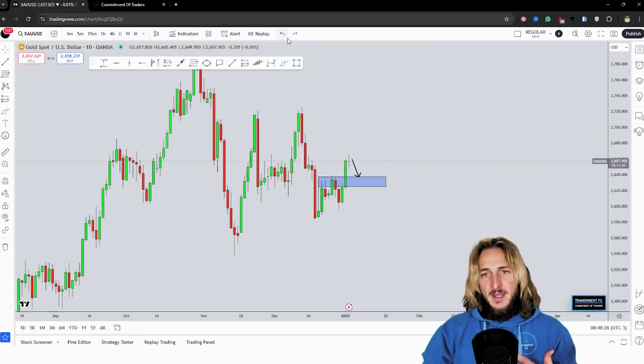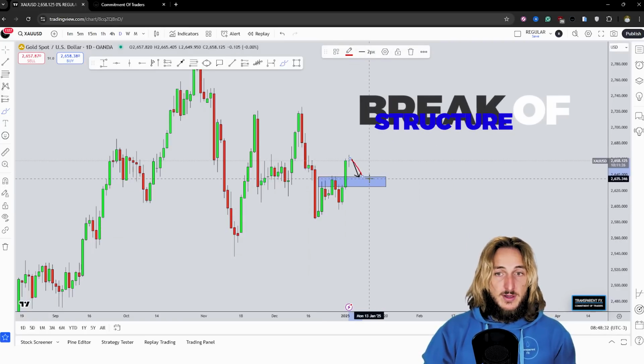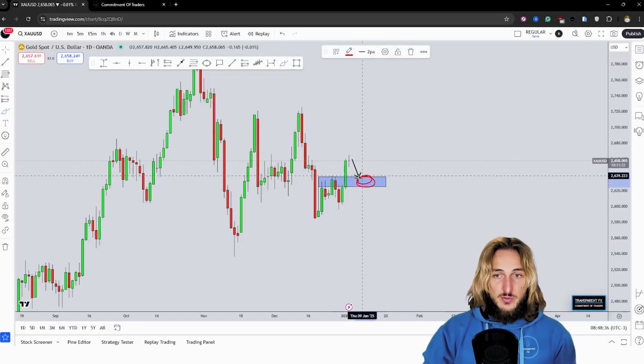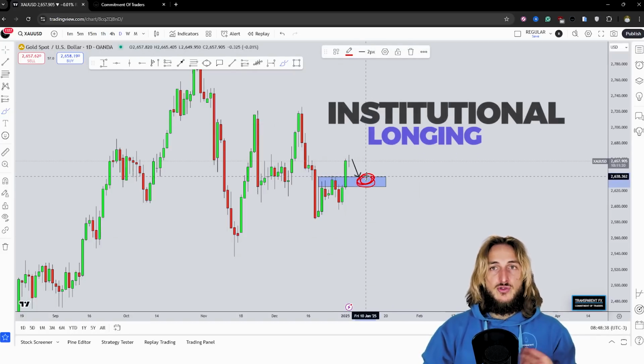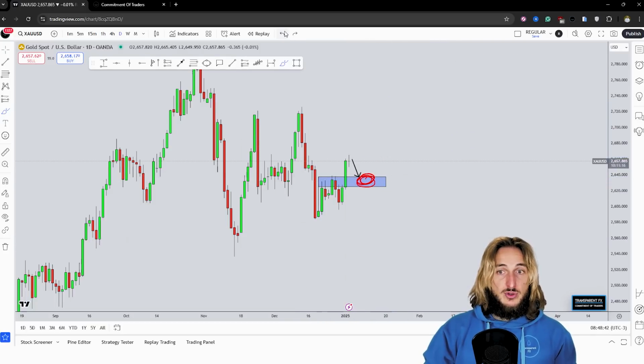Now, in a situation like this where the market has broken structure and there's a good probability for a retest, this usually means that there is also a good probability to see some more institutional longing inside of this area, which at that point could potentially push price higher.